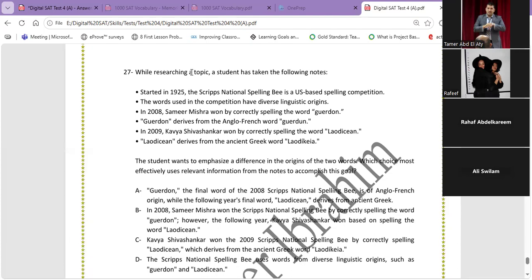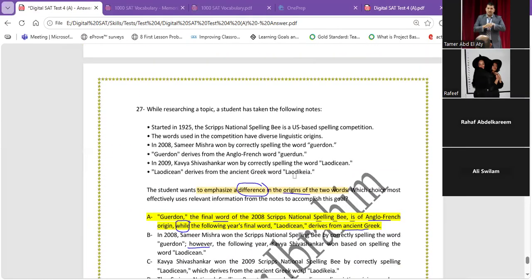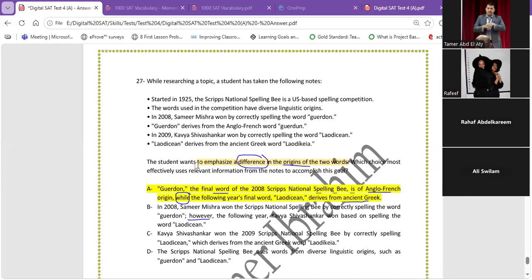Okay. All of you, mashallah, got it right. So let's find together number 27. What is the goal? To emphasize a difference in the origin of the two words. Let's find which one here shows the difference between the origin of two words. Take care: the origin of two words.